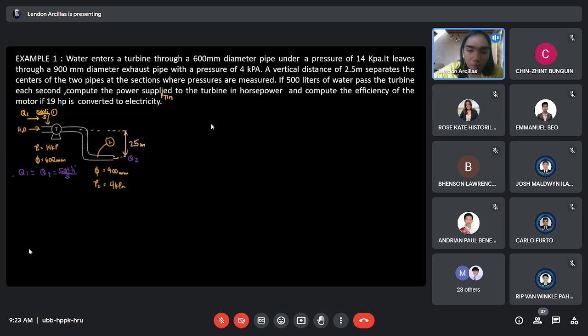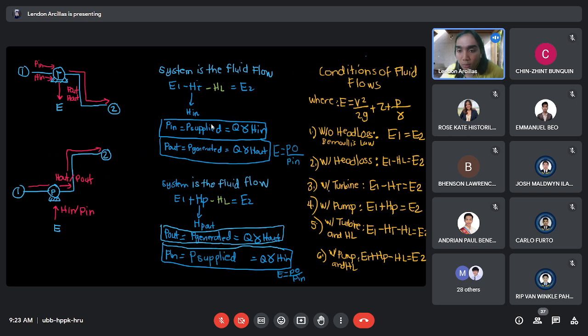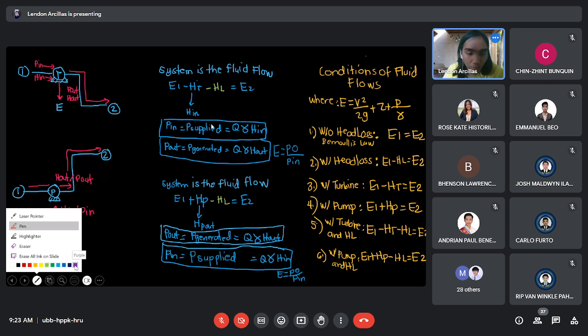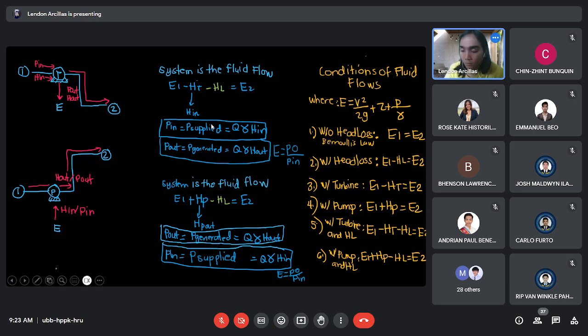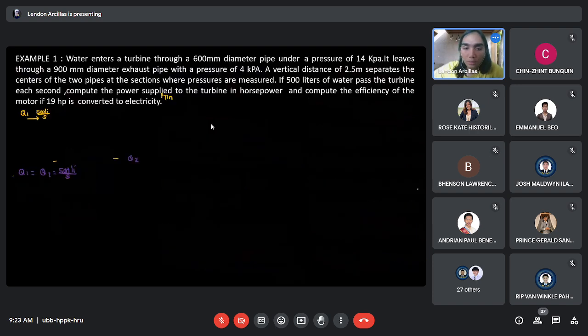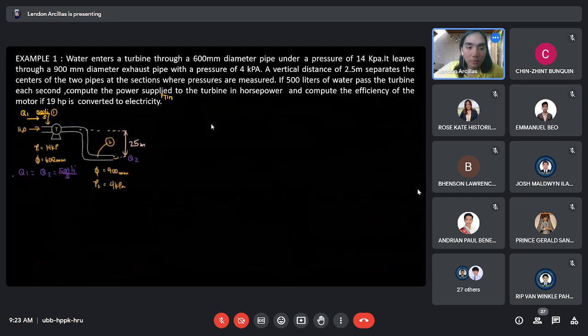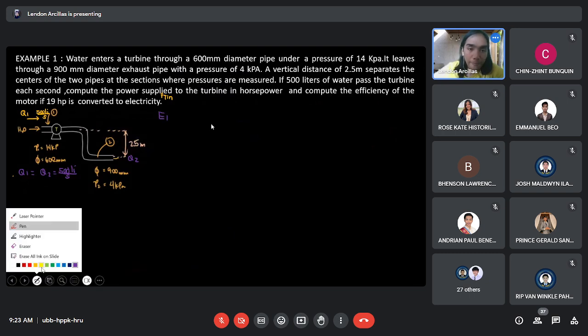Meaning, saan dito yung formula natin based from the case scenario 1, 2, 3, 4, 5, 6. Since meron siyang turbine and wala siyang head loss. What number? Ano kaya magiging formula natin? Number 3, sir. Okay, number 3. Very good. So, that is E1 minus head turbine equal to E2. So, sulat natin. So, that is E1 minus HT. Palitan natin. So, wala tayong head loss. So, ganun lang din.